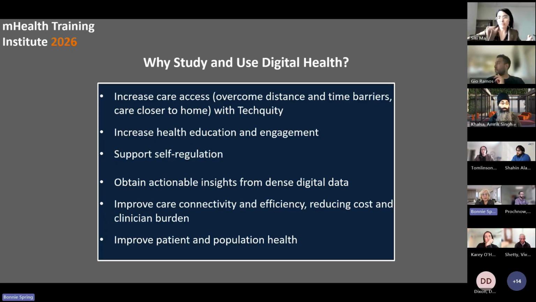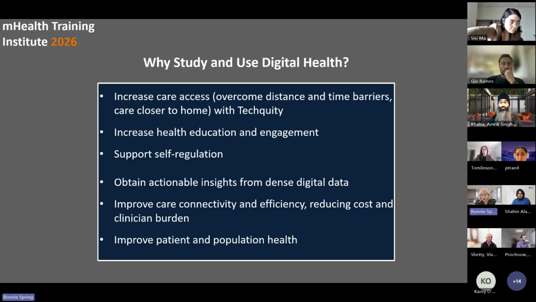Clinically, it improves the connectivity of our care, the ability of different clinicians, sites, and caregivers to communicate. It improves efficiency, and we hope it reduces cost and clinician burden. But ultimately, at the end of the day, I hope we all share a motivation to improve patient and population health. That's usually the bottom-line driver.